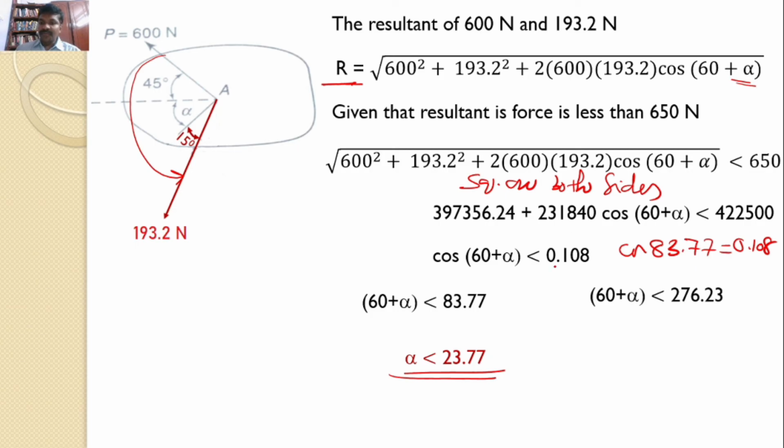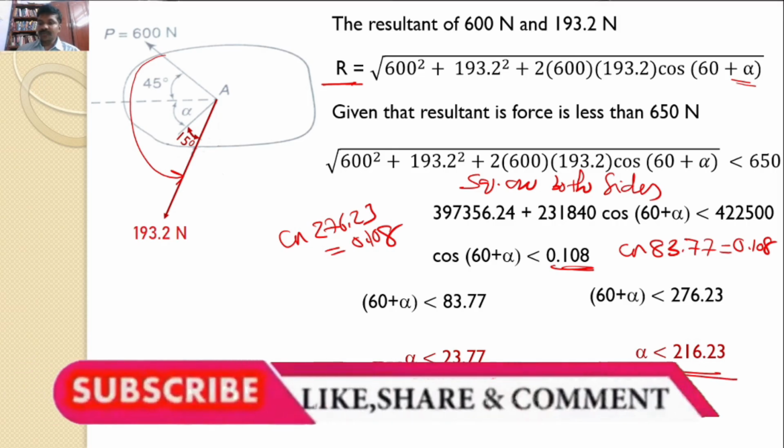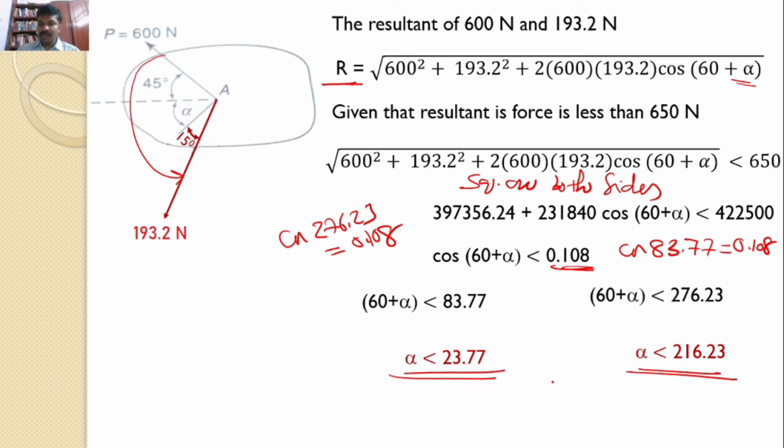There is another possibility for 0.108. What is the other possibility? So cos of 276.23 is also equal to 0.108. I will take that answer. So 60 plus alpha should be less than 276.23, and then alpha should be 216. So the range of angle will be 23.77 and 216. Hence the range of angle alpha must be greater than 23.77 and less than 216.